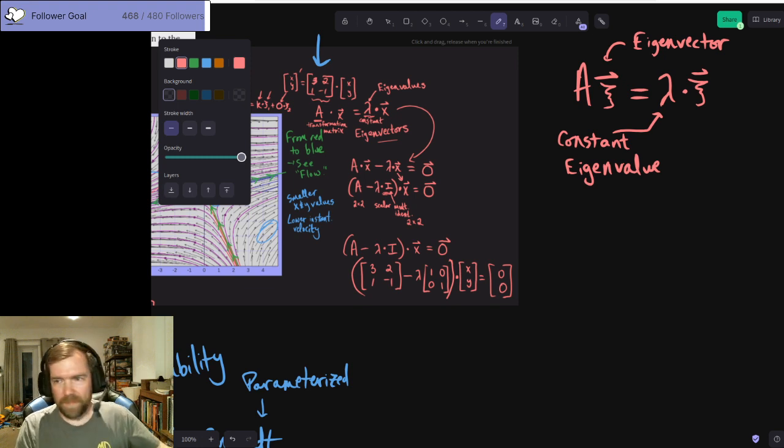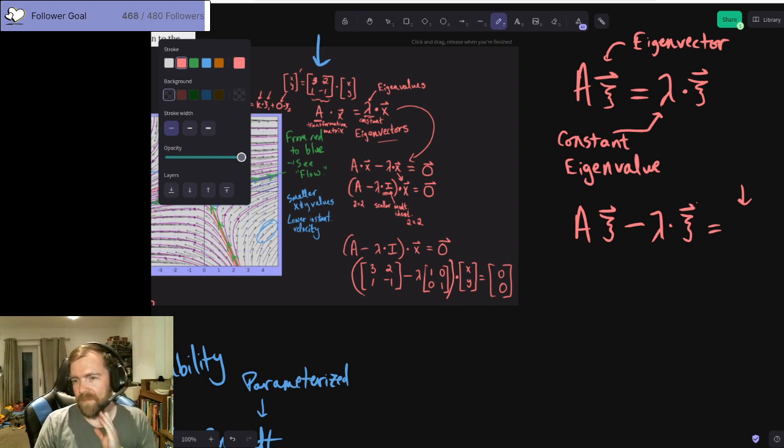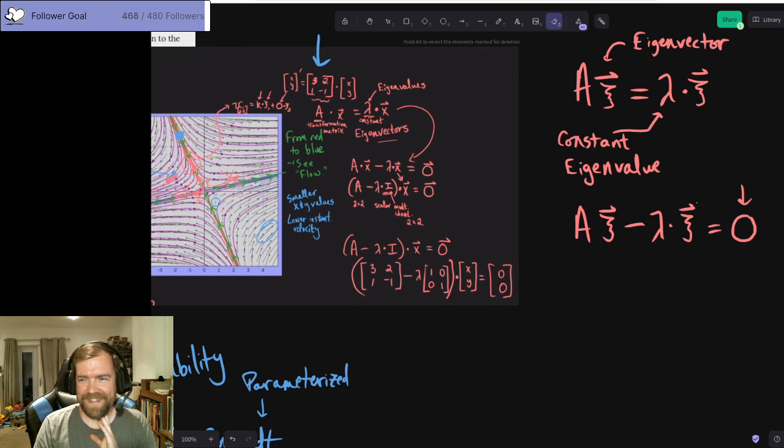Subtract lambda Xi from both sides. Interpret lambda C as lambda times the identity times C, so we can factor out the vector. And what's left over here? 0. I mean, a 0 vector, if you like.